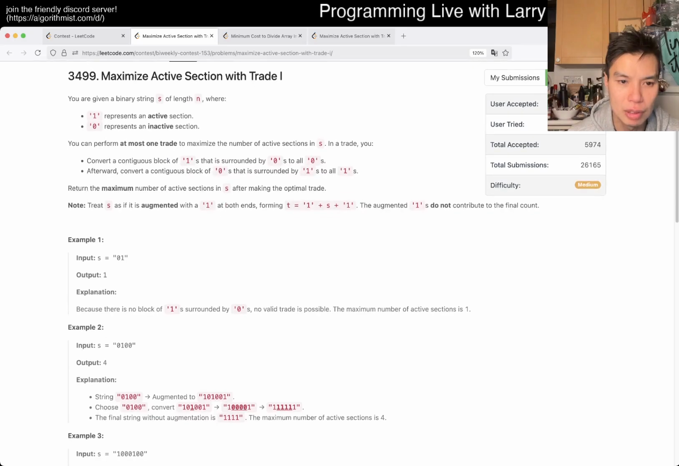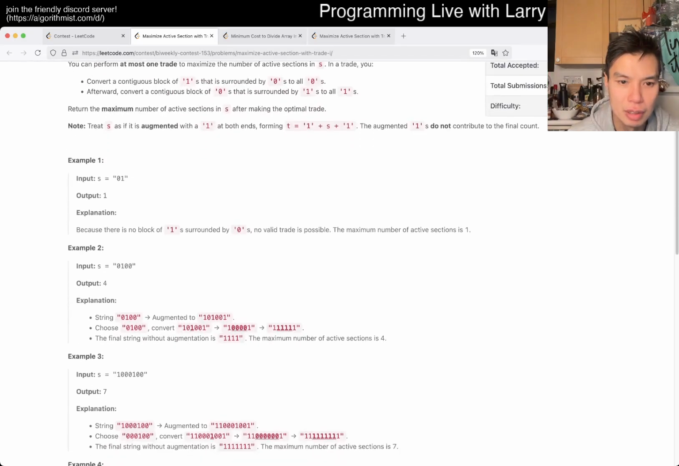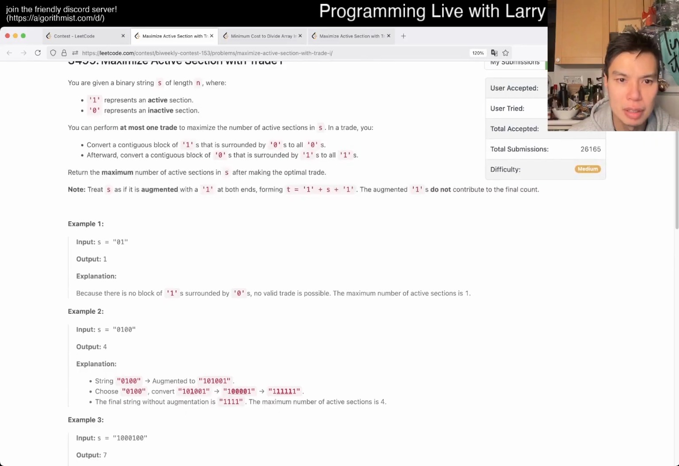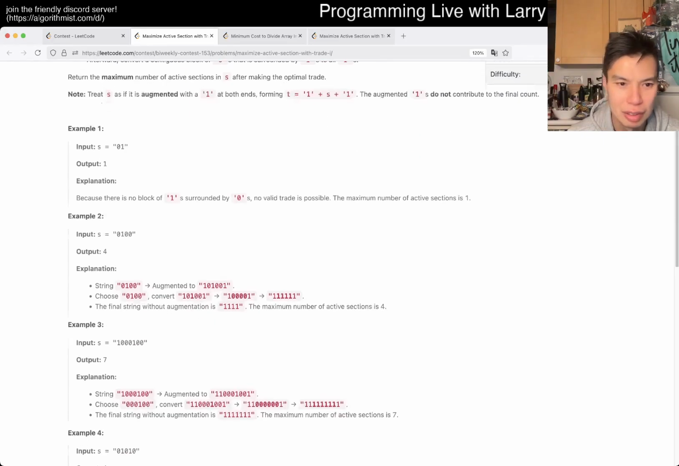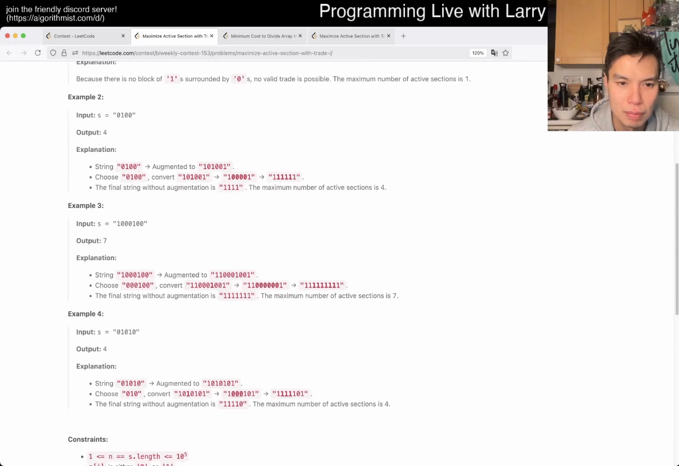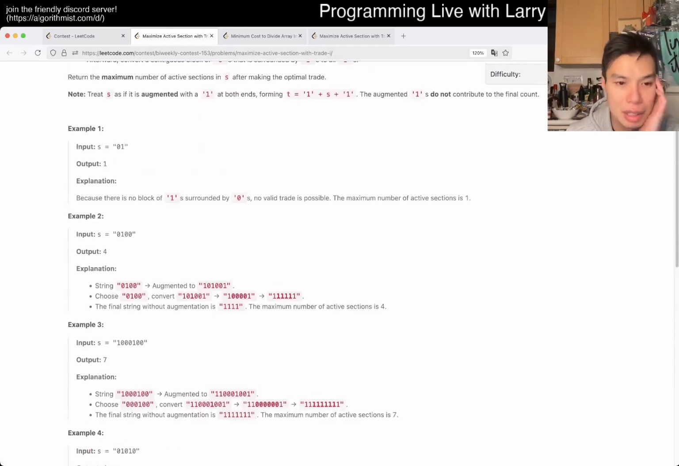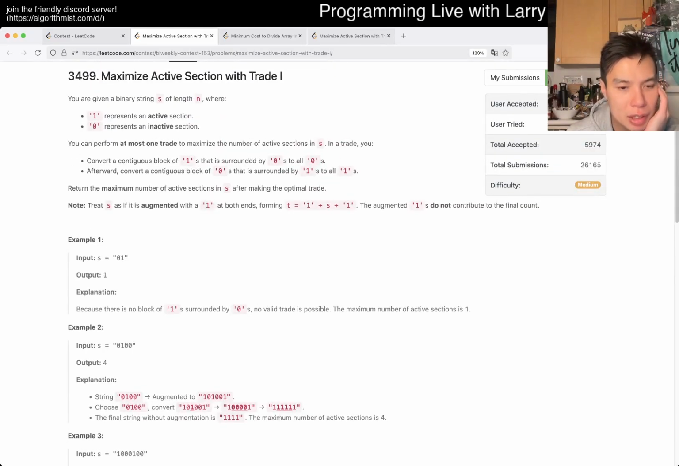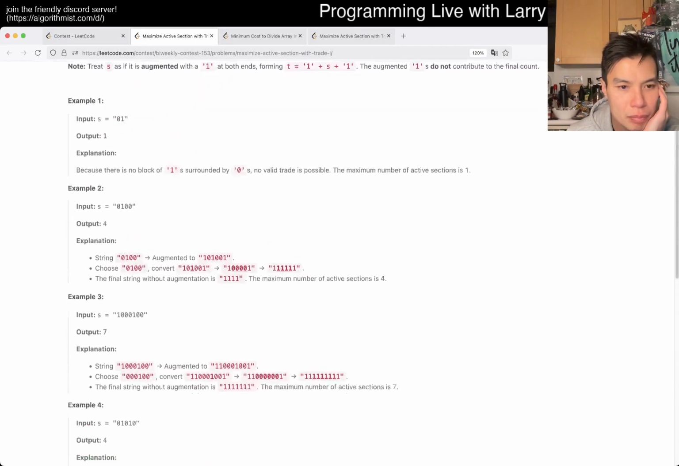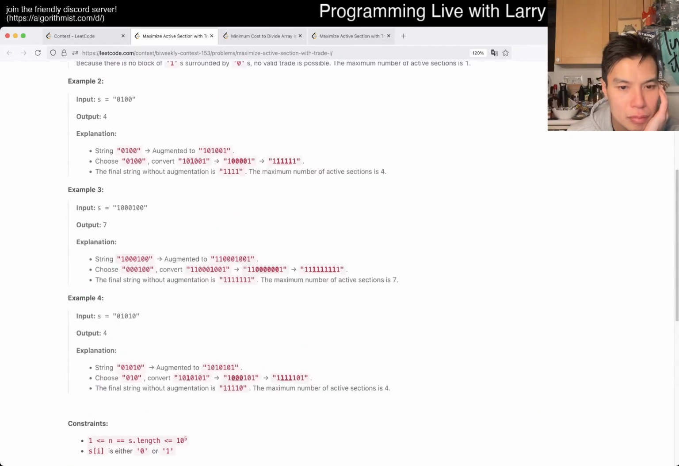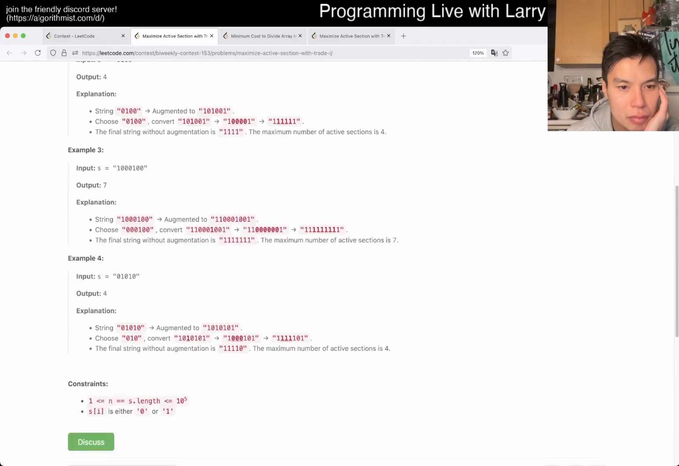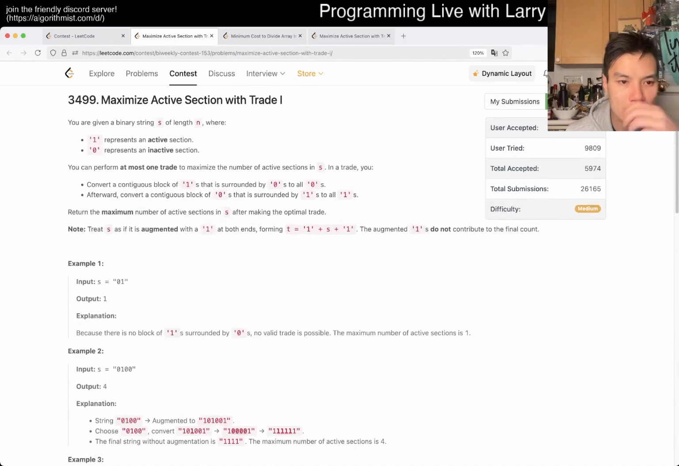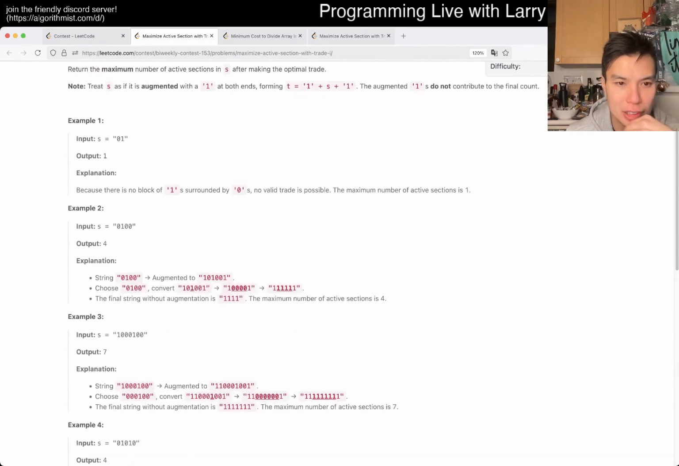Let's do it in order though. Augmented. Oh, there's ones on both sides. I see. I didn't even see that. Didn't read the note. Okay, so you can always choose a 0. What is this saying? Is this the same as just converting ones to zeros? I don't get it. But we're trying to maximize the ones.